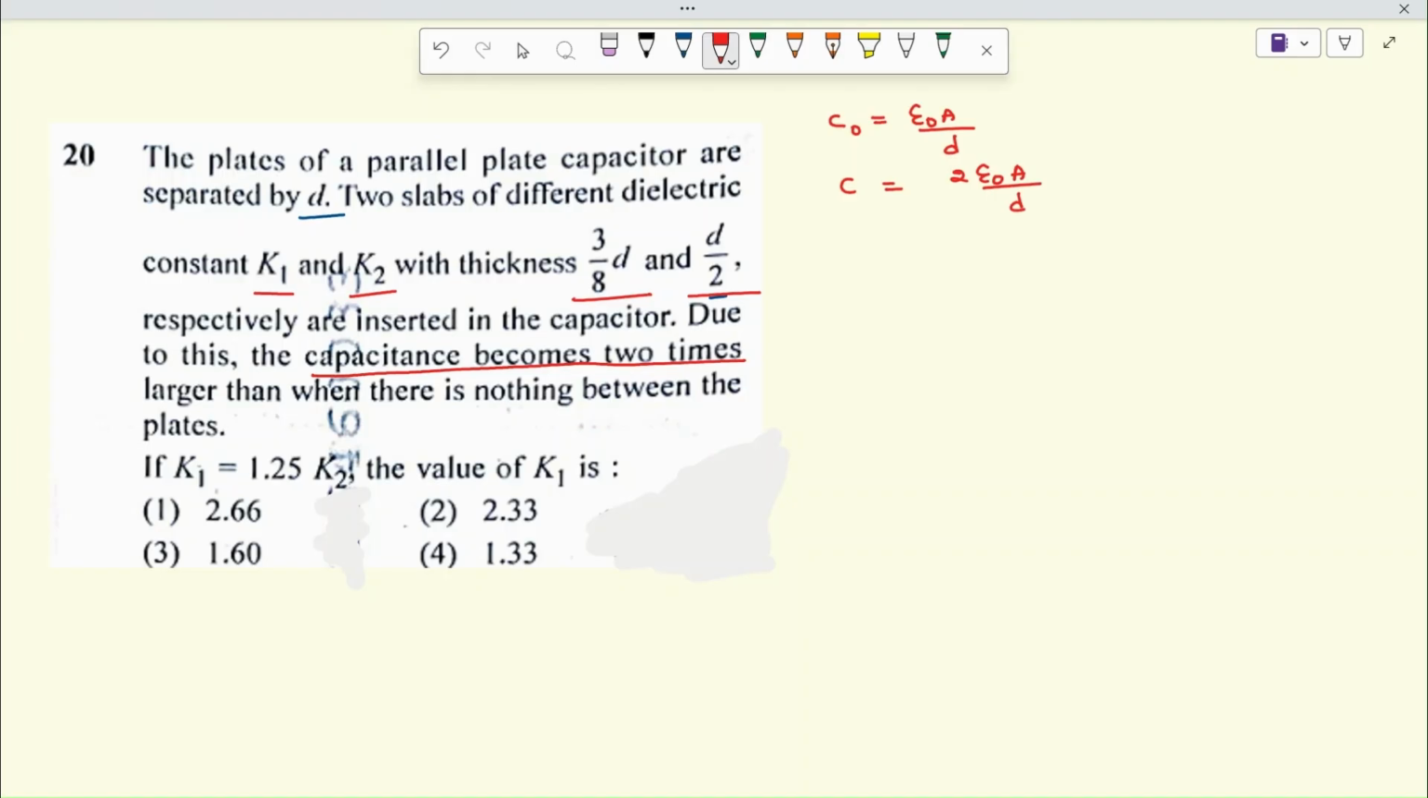Now let us work out, and K1 is given as 1.25 K2, which means K1 is equal to 5 by 4 K2. Since they are asking the value of K1, every term should be written in terms of K1 only. Okay, so we have to eliminate K2 somewhere, which means we write K2 is equal to 4 by 5 of K1. Okay, now let us proceed.